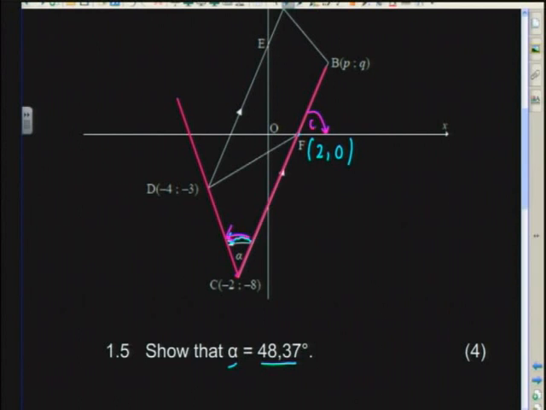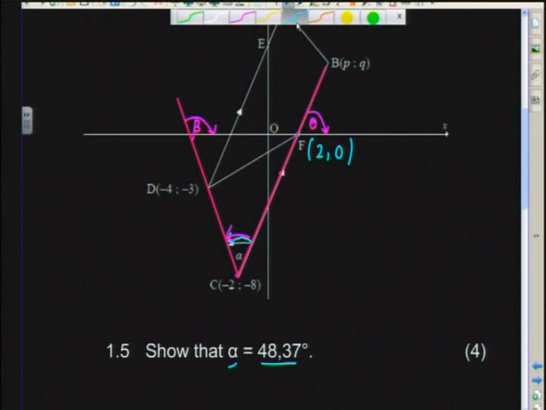I'm going to call it theta, which is the angle that BC makes with the x-axis. And I can use the gradient of line CD to work out that angle. You can see in the direction of the positive x-axis, so in other words, we're measuring clockwise, right? And I'm going to call this one beta. If you then work out theta and beta, look what's going to happen now.